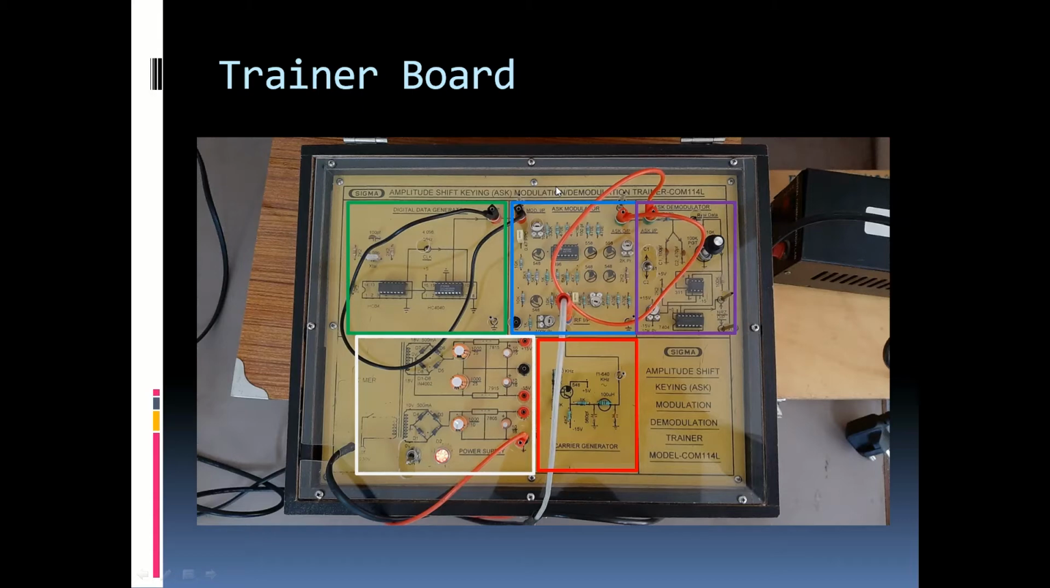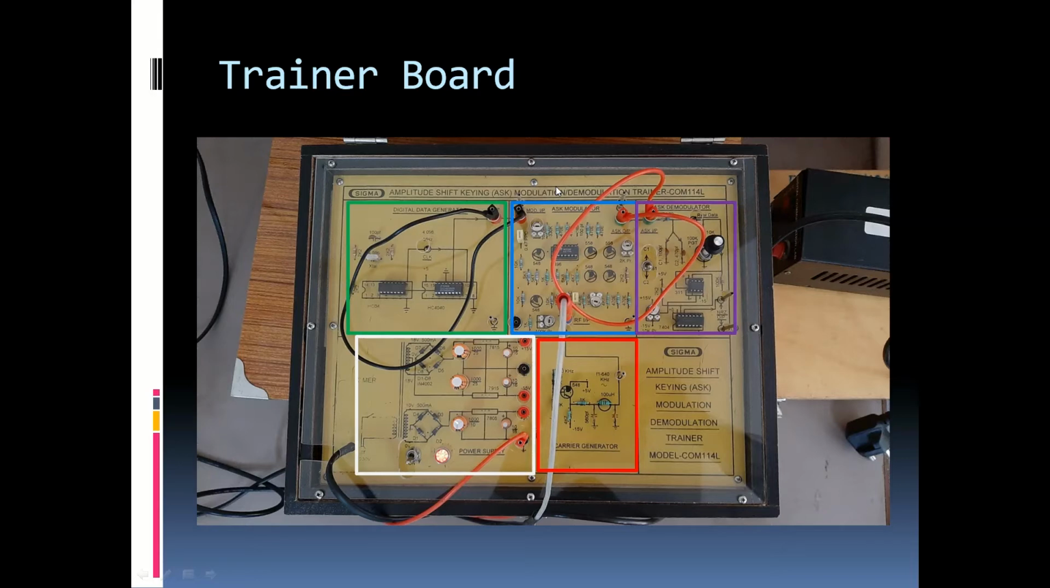One is the digital data generator, the other is the ASK modulator, then the ASK demodulator, the power supply section and the carrier generator. ASK, being a special case of amplitude modulation, requires a modulating signal and a carrier signal. The modulating signal here is digital data consisting of a repetitive fixed pattern of 4 ones and 4 zeros, which is an NRZ signal generated by the digital data generator block.